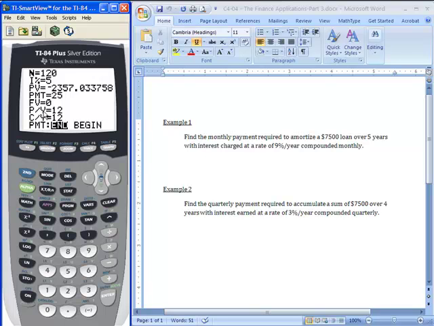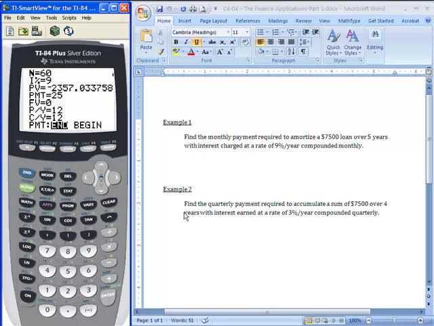So here is our TVM solver. The first thing we're asked for is the total number of compounding periods. In this case, we're looking at 5 years with monthly compounding. So we're going to take 5 times 12, since each year will have 12 compounding periods in it, for a total of 60 compounding periods. Our interest rate is 9%, and we can just type in the 9.